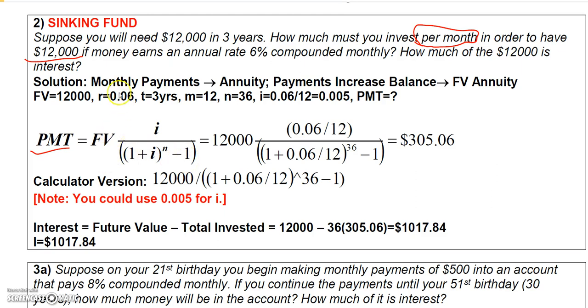Now, I know the future value that I want to have is $12,000, so I put that in here. And I know that I is the rate, 0.06, divided by the number of compounding periods per year, which is 12. So the I is 0.06 over 12. So I have that in my numerator, and then in the denominator, I have the quantity 1 plus 0.06 over 12. And then it's raised to the 36th power because I'm only going to do this for 3 years.